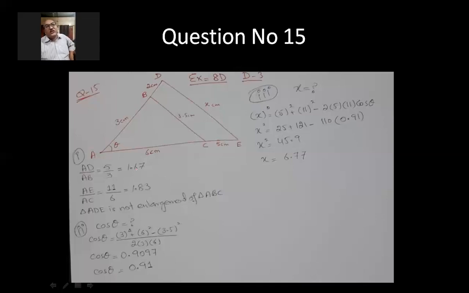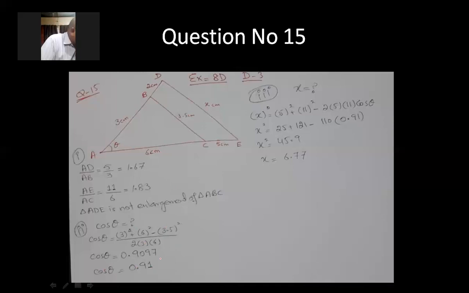That is cos theta is the question. So you can see here we have theta is cos. They are asking us, and I know the three sides of this triangle, so I can easily find the cos of this angle. So I will apply the law of cosine, and according to law of cosine, cos theta is equal to 3 square plus 6 square minus 3.5 square, divided by 2 divided by 3 divided by 6, equals, and we don't have to find the angle, we only want the cos theta, so that will be 0.91.